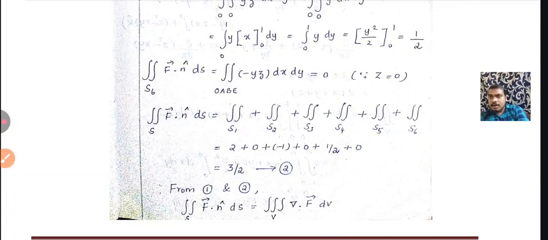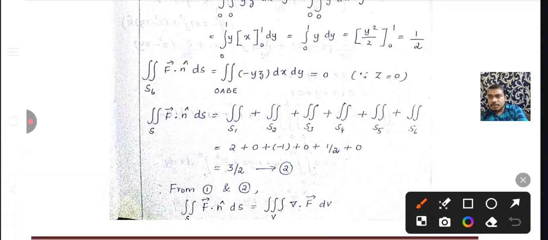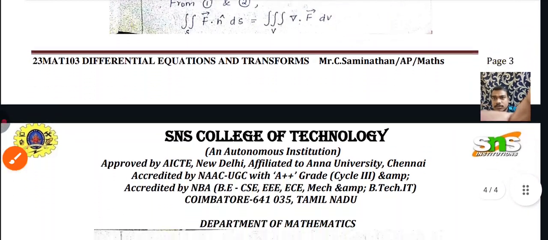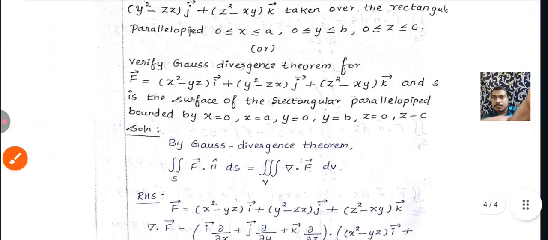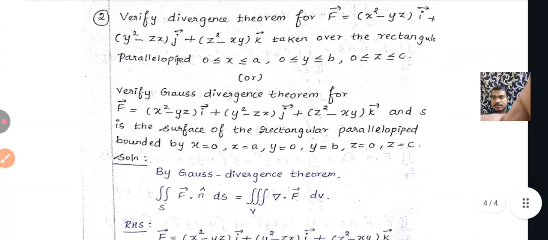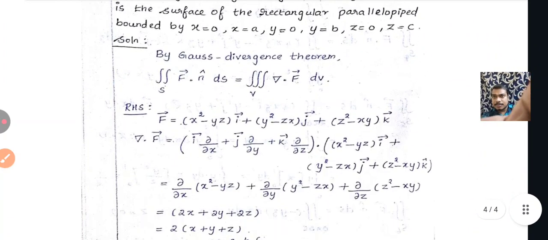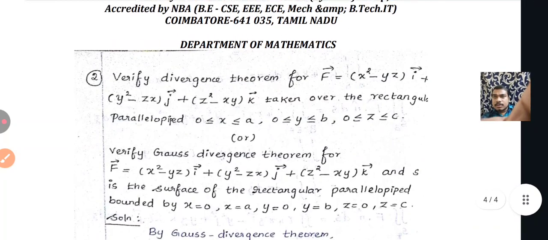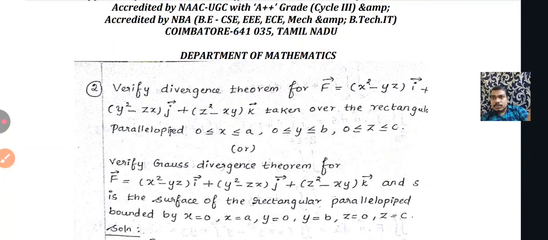From the beginning, the RHS value is 3 by 2. Similarly, the LHS value is 3 by 2. Therefore, from equations 1 and 2, LHS equals RHS. Hence proved. This is one example of the Gauss divergence theorem. We will see the next example in the next video. Thank you.